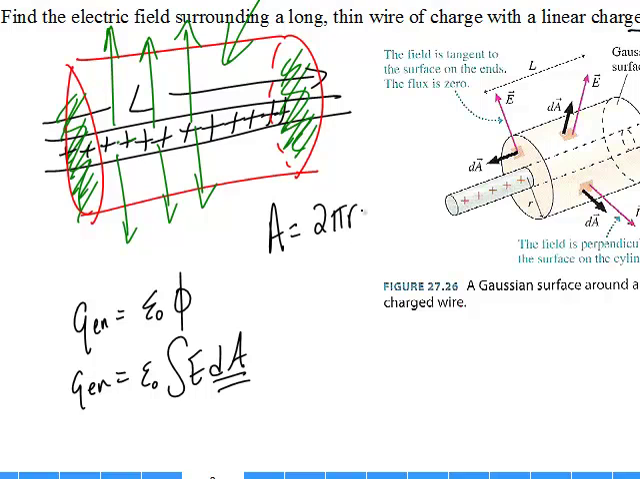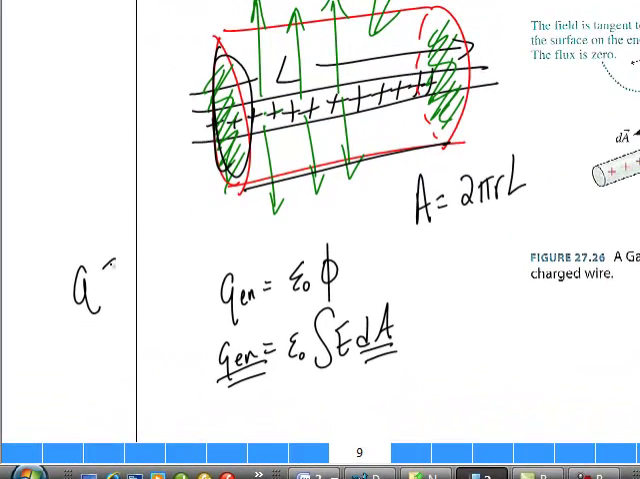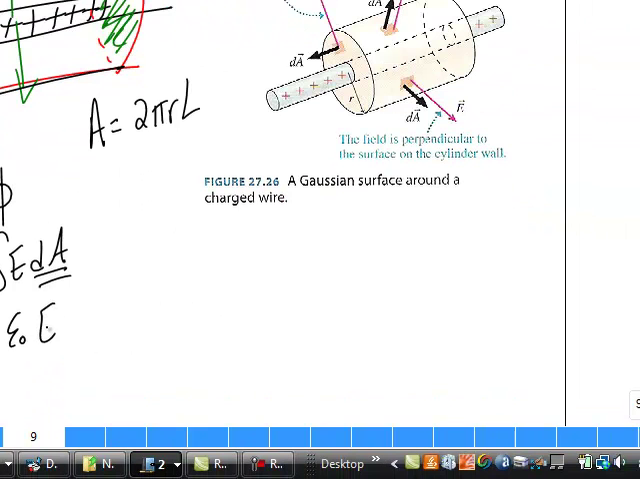And if you want to know where that comes from, the circumference, I'm going to break it open, and so that's going to be that length on one side, and then I'm going to multiply that by the length of the cylinder that I use. So what do I substitute for Q enclosed? I go back up to my linear charge density, and so Q enclosed is going to equal lambda times L. So I'll have lambda times L equals epsilon times E times my area, which is 2 pi RL.